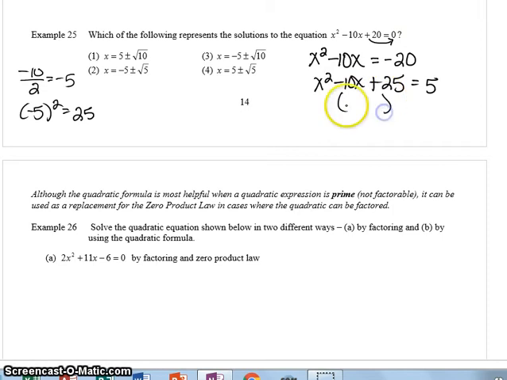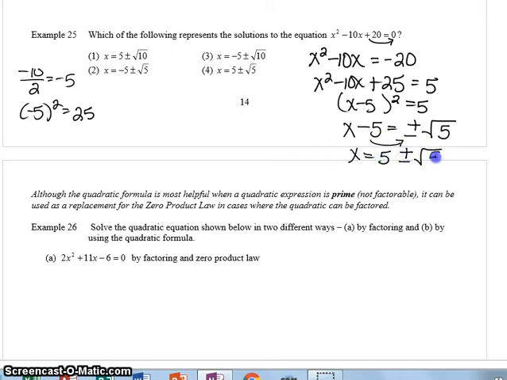All right, now when I factor that, it's going to become x minus 5 quantity squared equals 5. I take the square root of both sides, and I get x minus 5 is equal to plus or minus the square root of 5. Last step, I have to get this x by itself, so I'm going to add 5 to both sides. So I move that over there, and I get x is equal to 5 plus or minus the square root of 5, which is choice 4.